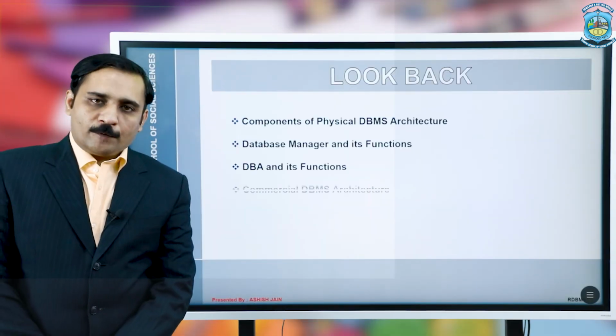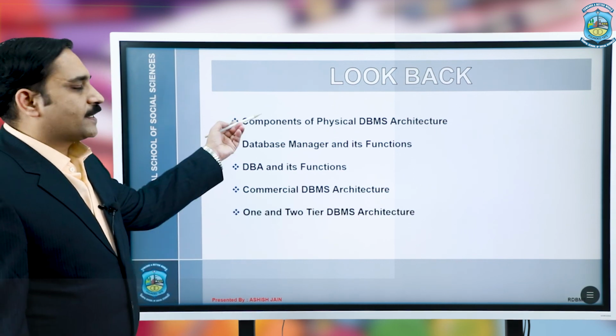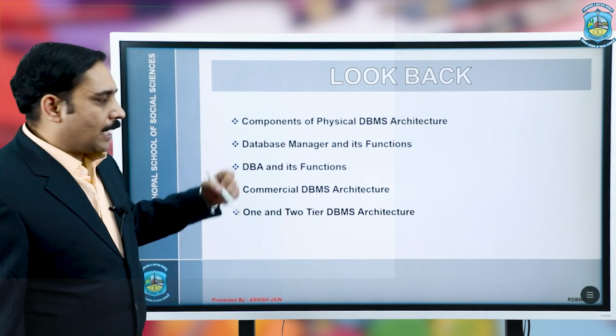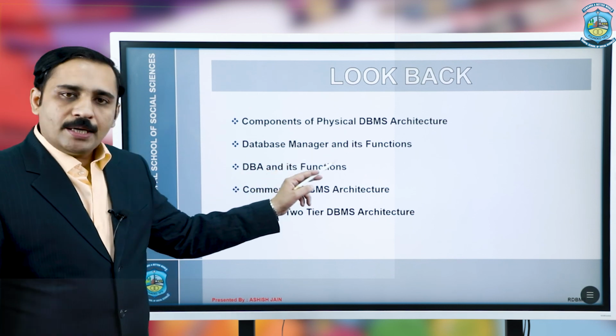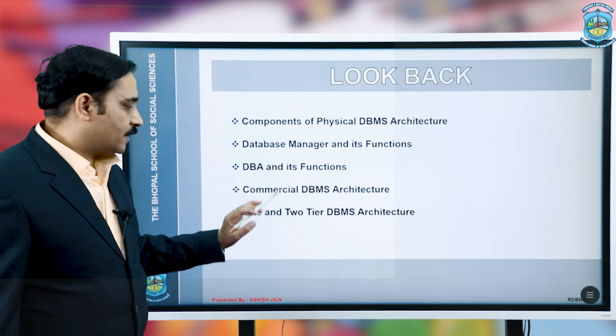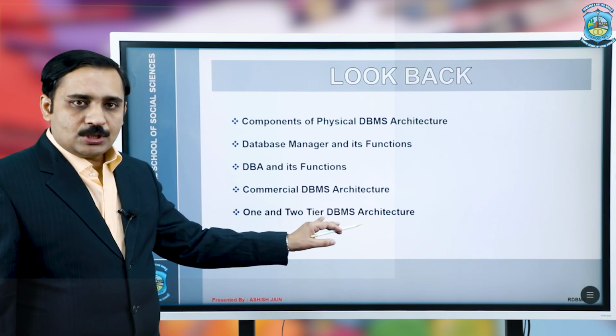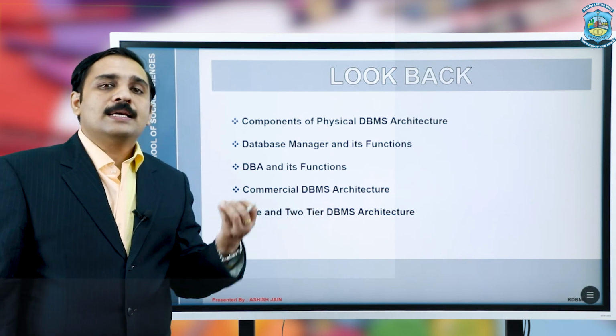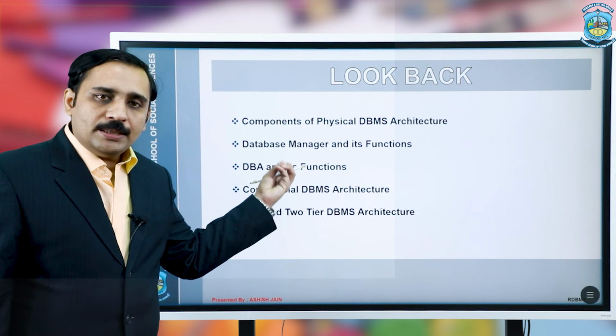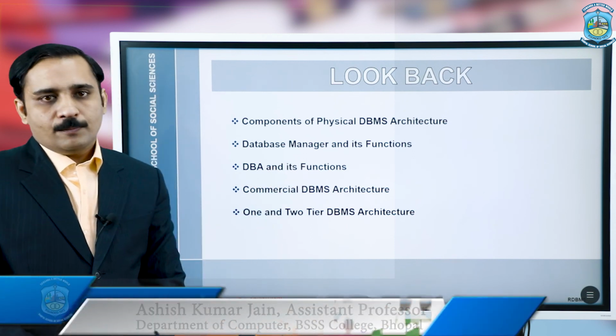Let us now look back at what we have seen in this module. We started with the components of physical DBMS architecture. We have seen the data manager and its functions. We have seen the DBA and its functions. We have seen one-tier and two-tier DBMS architecture, and also how the database is actually accessed by the user to get the desired query processed, right?